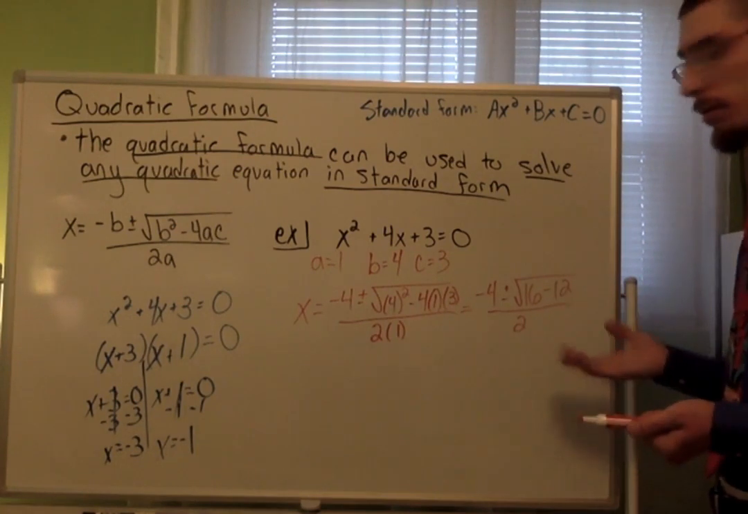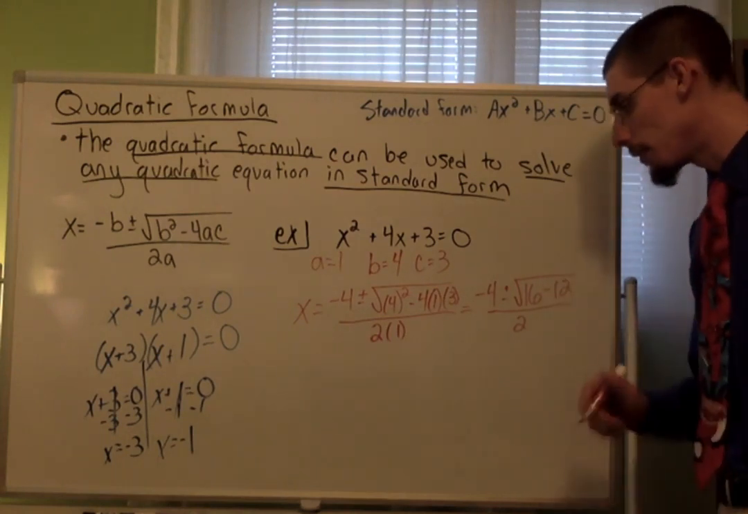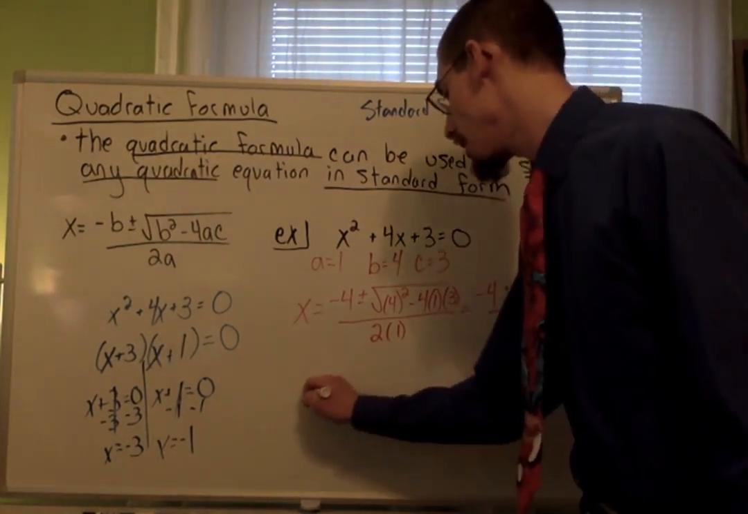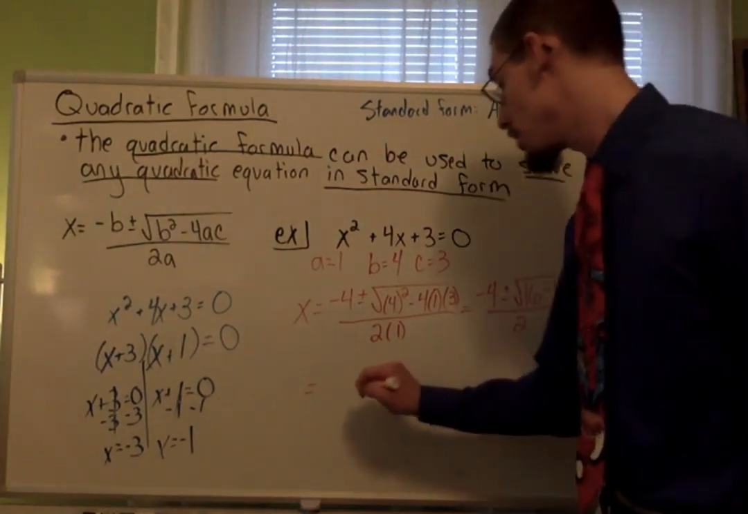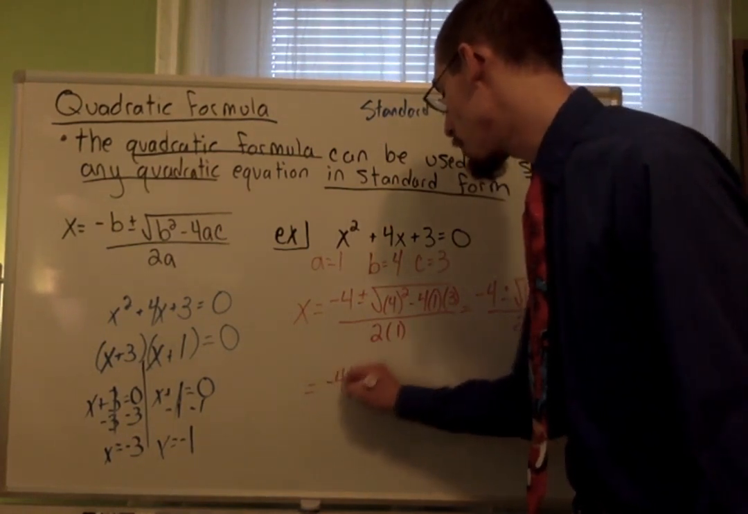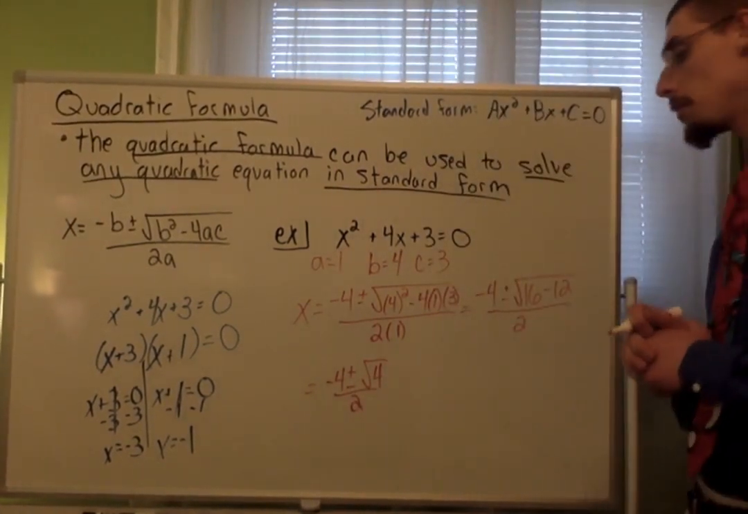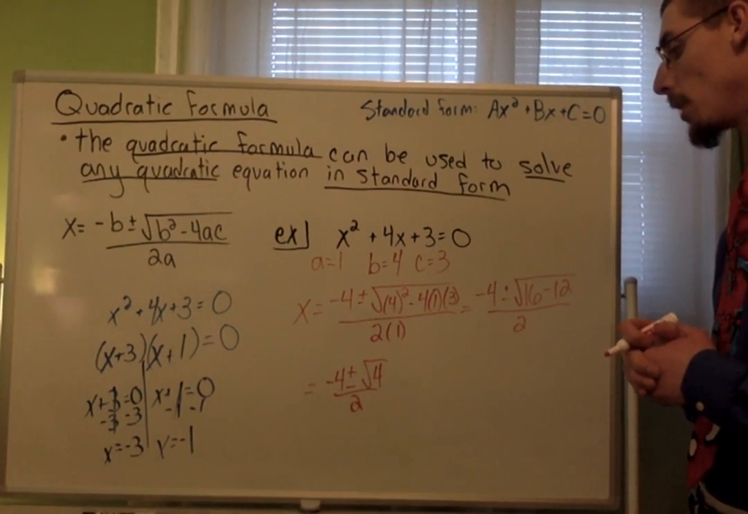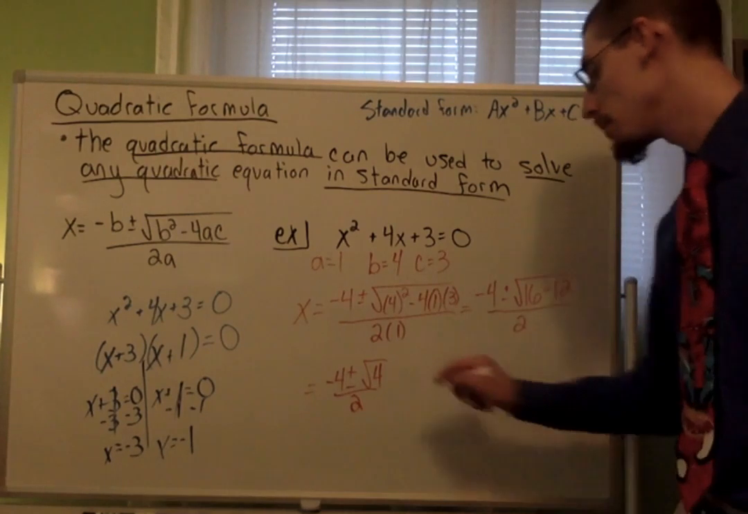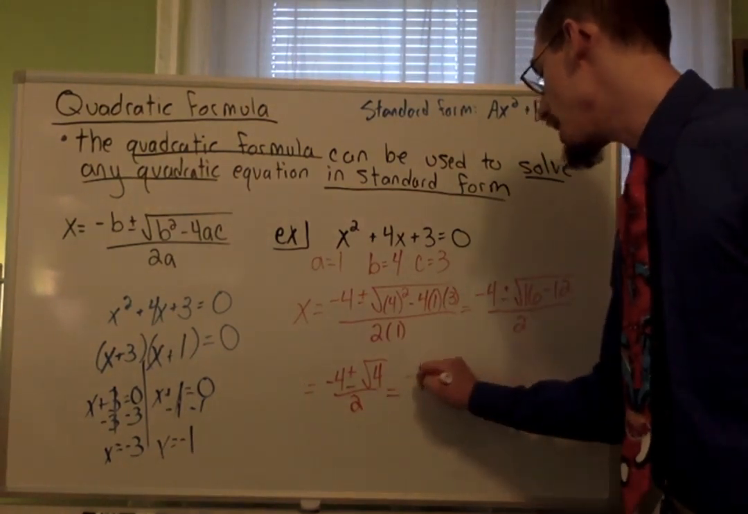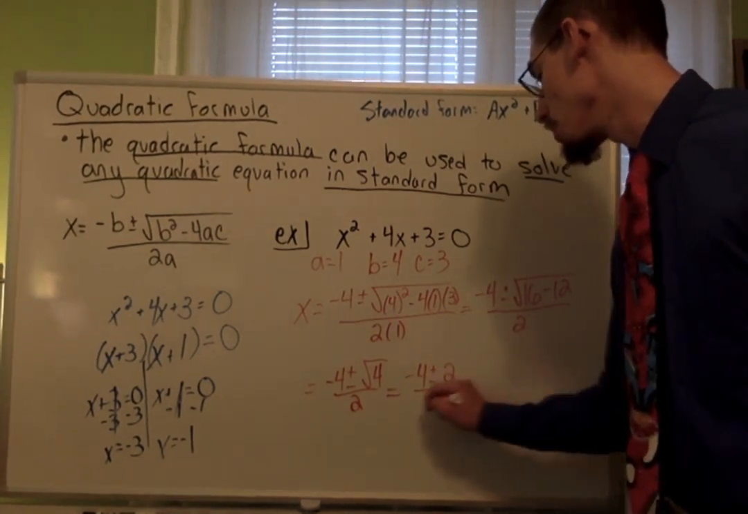Well, look at what's in the square root now. 16 minus 12. That's easy enough. So I'm going to put down here, what's 16 minus 12? Well, I'm pretty sure that's a 4. So I'm going to get negative 4 plus or minus the square root of 4 over 2. Okay, well, what's the square root of 4? It's 2, isn't it? So negative 4 plus or minus 2 over 2.